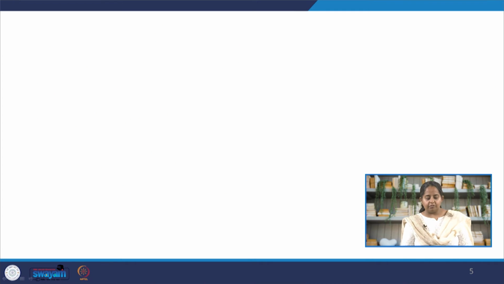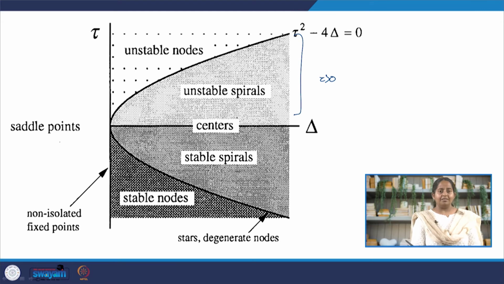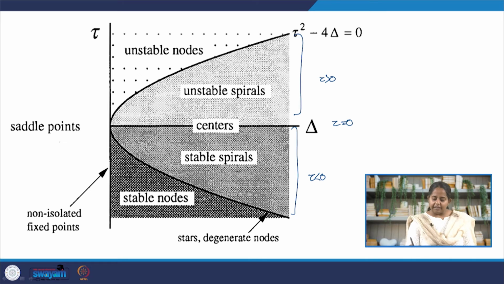Now, if you go back to our diagram, we know that our delta is definitely positive. If our tau is positive, then we are in the domain of instability. If our tau is negative, then we are in the domain of stability. And if our tau is equal to 0, then we are dealing with a center. So the critical value of tau here is 0. So what happens when we make our tau 0 here?